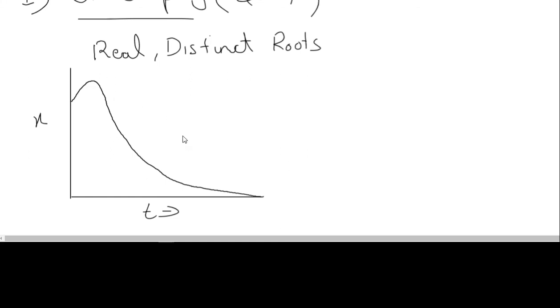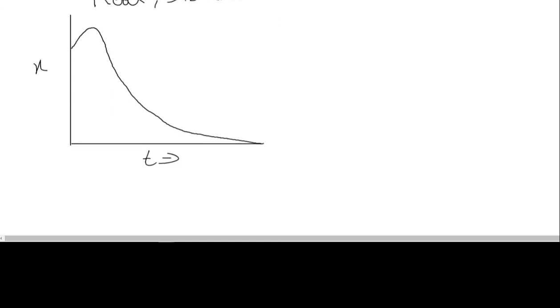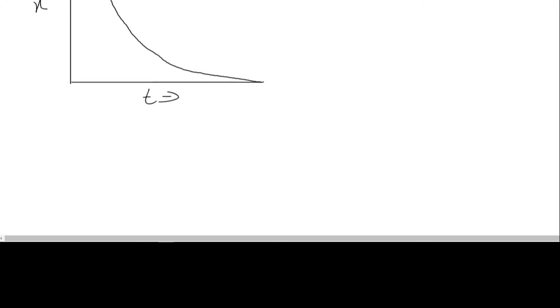Thus, this is over damping. That means vibration is not reducing gradually. Instead, it is just decreasing steadily. So that is how the over damping condition is. Now let's see under damping. The second one is exactly the opposite, that is under damping.